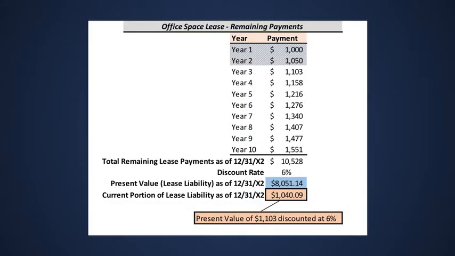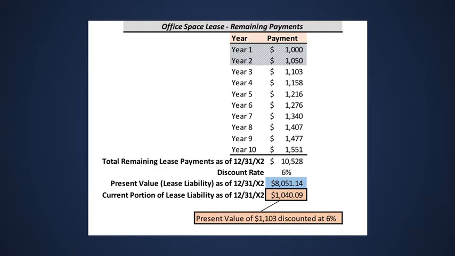For example, the first lease for office space is for 10 years. The table shows the initial payment in year 1 of $1,000, the 5% increase to $1,050 in year 2, the 5% increase to $1,103 in year 3, etc. At the 12/31/X2 reporting date, you would total the remaining lease payments, that is, for years 20X3 through 20X10, the total of those remaining payments and the discount rate of 6% input into the Excel discount function results in a lease liability for the lease of office space as of 12/31/X2 of $8,051.14.